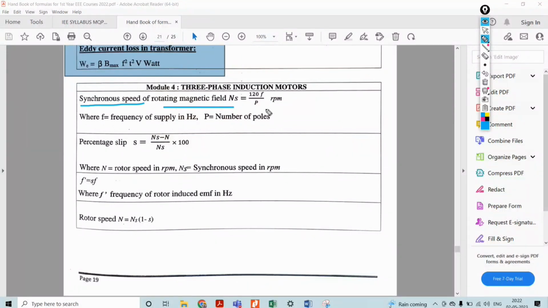With respect to the three phase, remember the synchronous speed equation: Ns is equal to 120 F divided by P. F is supply frequency, P is number of poles. Then slip, S is equal to Ns minus N divided by Ns. That is the change in synchronous speed with respect to the actual speed, expressed in terms of synchronous speed, is itself called the slip. N is rotor speed or the actual speed.